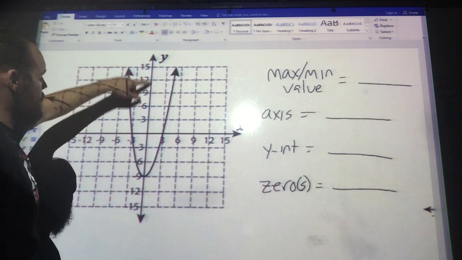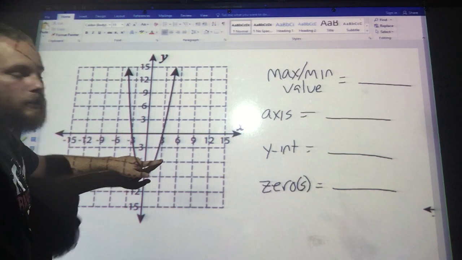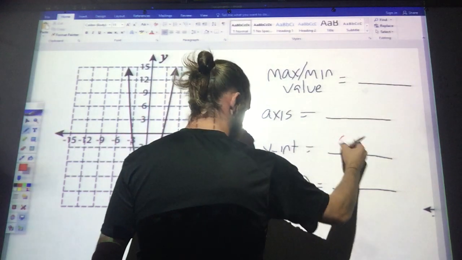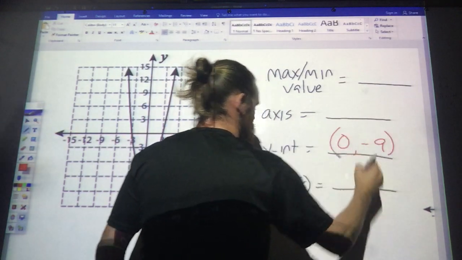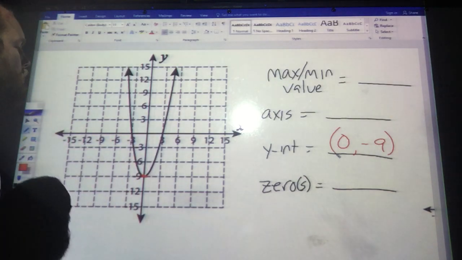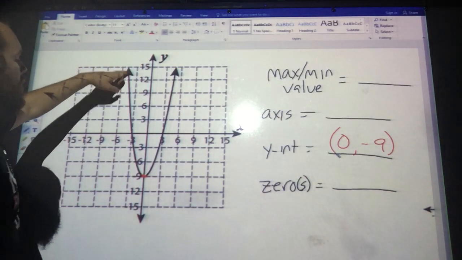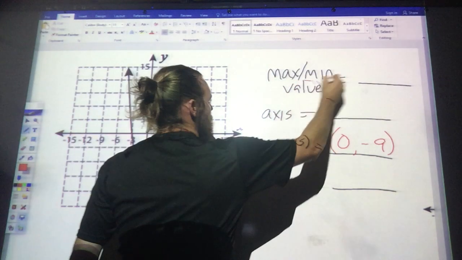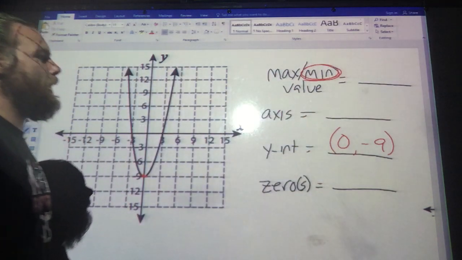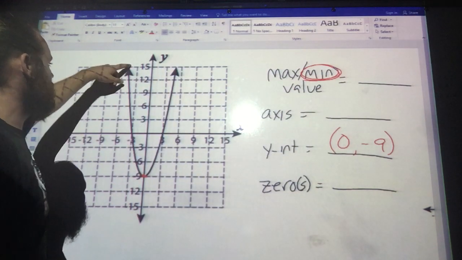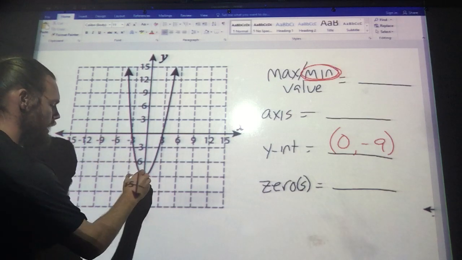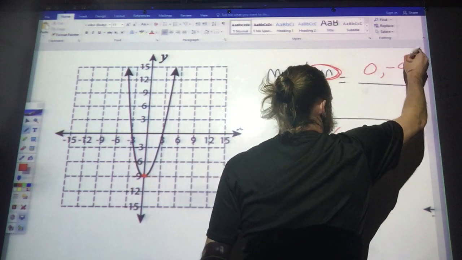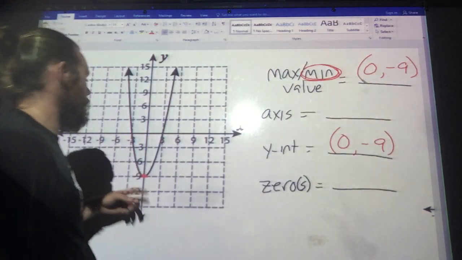Well, if I look at my graph, I notice that the parabola crosses the y-axis at -9. Okay, so our y-intercept is the point (0, -9). Now, I know the graph is positive because it's going up, which means I should already know we have a minimum value. In this case, our lowest point is that point right there, which is again (0, -9). Okay, so that's our minimum.